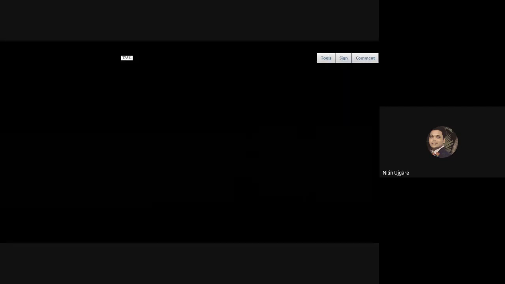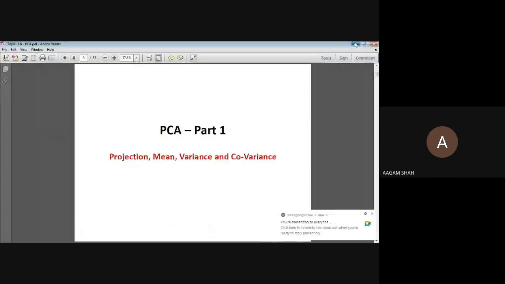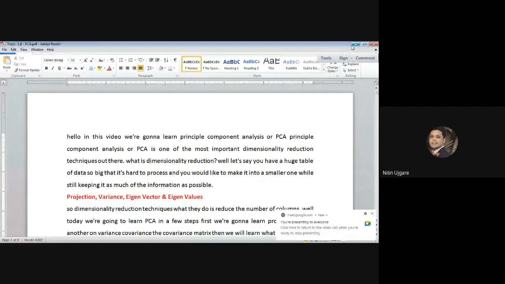Is the screen visible? Yes, sir, it's visible. Okay. Just give me a moment. Actually, my PDF gets hung sometimes. I cannot open it. I cannot move. I cannot see anything. Just give me a moment.